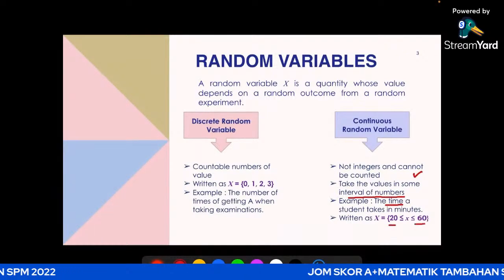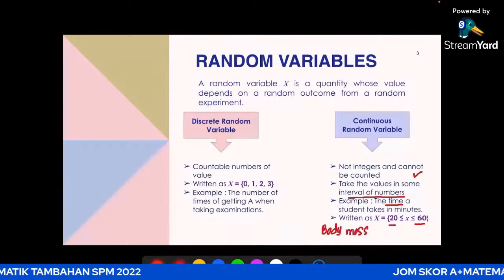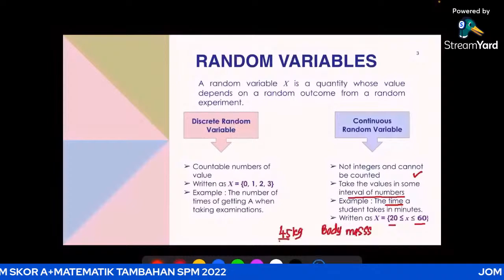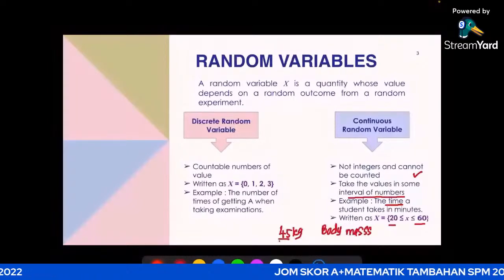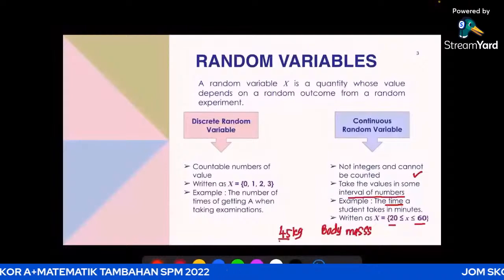Another example is body mass. We cannot count body mass, but we have to measure it, like 45 kg. It cannot be exactly 45. It might be 45.5, 45.1, 50 point something. Something that we cannot count but have to measure, the heights of Earth also, is considered as continuous random variables. So the difference between these two random variables is that one we can count, another one we cannot count.